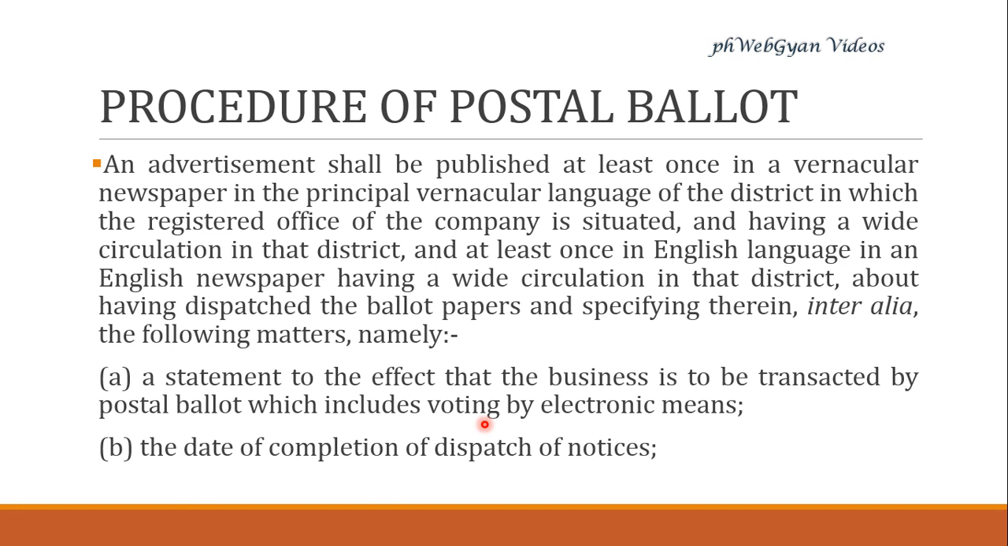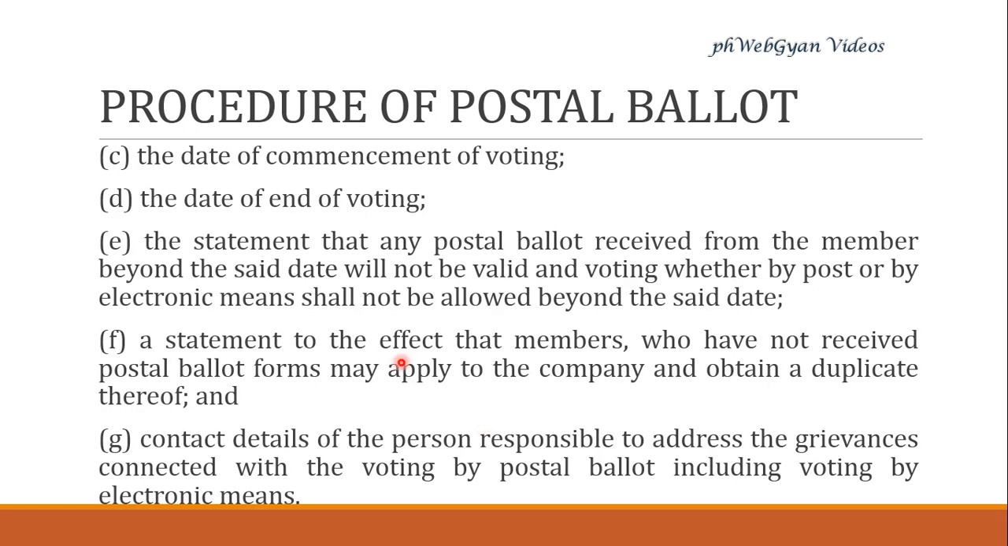Secondly, the date of completion of dispatch of notices, like what is the date when the notices have been dispatched. When the dispatch of the notice is completed, it has to be disclosed in the advertisement. Thirdly, the date of commencement of voting, from when the voting shall start. Fourthly, when the voting would end. Then the statement that any postal ballot received from the member beyond the said date, that is beyond the date of end of voting, will not be valid, and voting whether by post or by electronic means shall not be allowed beyond the said date.